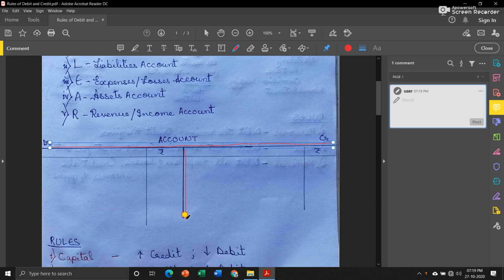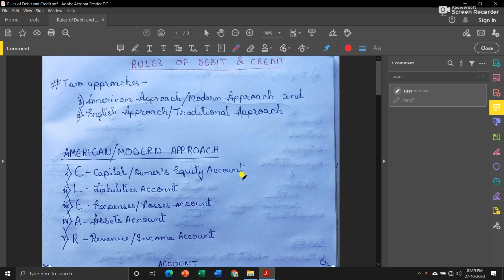This is the T-shaped account, and on the left hand side we have the debit side, and on the right hand side it is called the credit side. Now according to your book, there are two approaches given, so today we will discuss these two approaches. The first one is known as the American approach or modern approach, and the second one is the English approach or traditional approach.